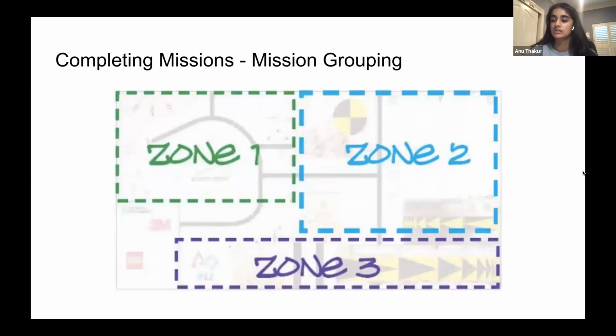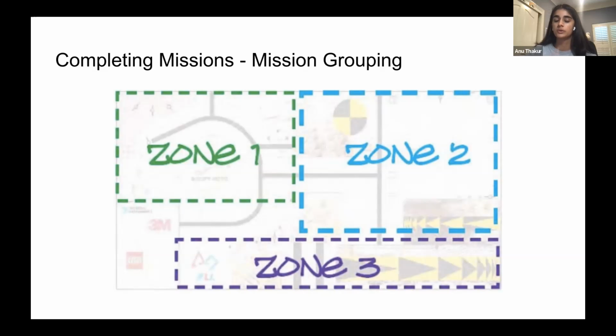So last week we talked a bit about sorting your missions based on where they're located on the mat, dividing them into different zones as shown on the slide. In this picture, the team has chosen to divide the mat into 3 different zones. In each zone, the robot would complete all the missions in that zone, and that would just take 1 trip for each zone. A trip would be defined as leaving the robot base and coming back.